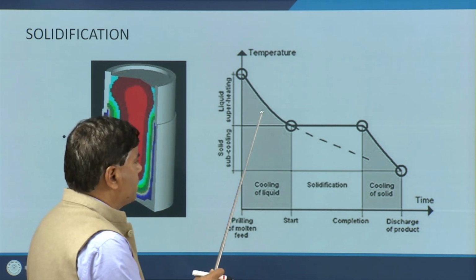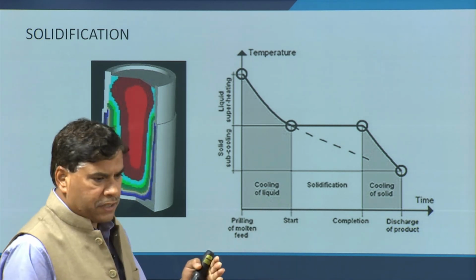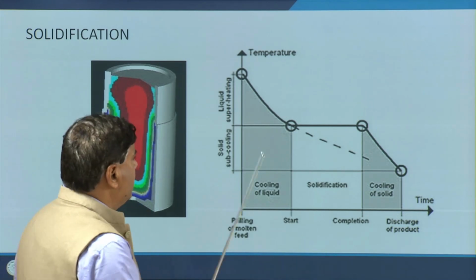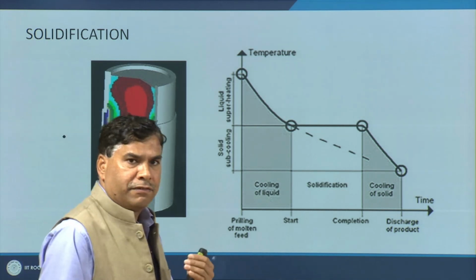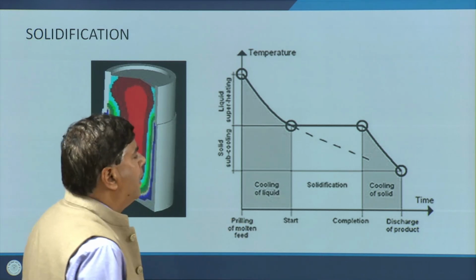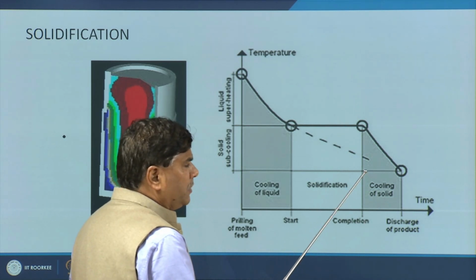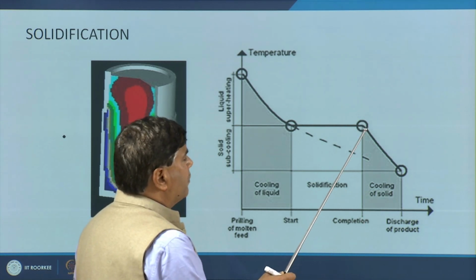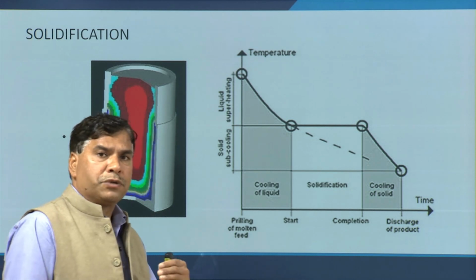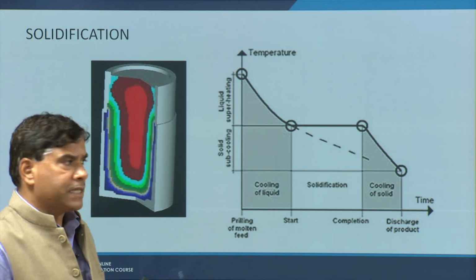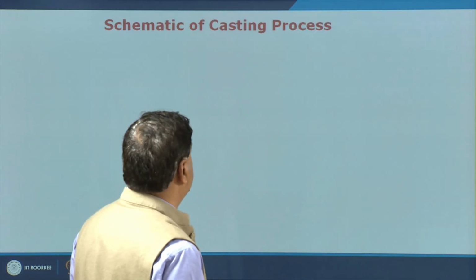Basically, shrinkage takes place in both cases. The shrinkage that occurs due to the cooling of the liquid metal is taken care of by feeding the molten metal from the riser, and the shrinkage of the casting in the solid state, due to cooling from the solidification temperature to room temperature, is taken care of by suitable design of the pattern, by giving the shrinkage allowance to the pattern, so that even after the shrinkage we have the casting of the required size.